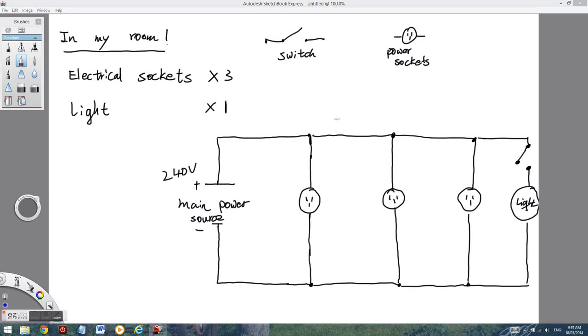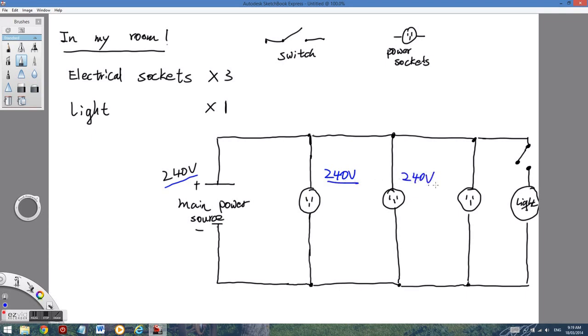Now, the advantage of this setup is, since I have 240 volts in the main power supply, each of the components would have 240 volts. So my power socket would have 240 volts. Also my light has 240 volts here. The idea is, in households in Australia, the voltage of 240 volts is constant. However, depending on the power of the devices, the current will be different.